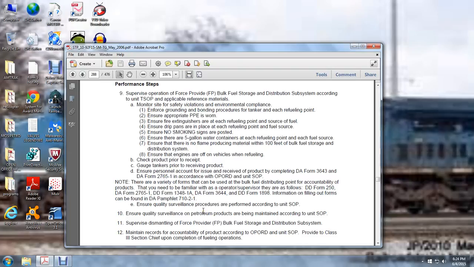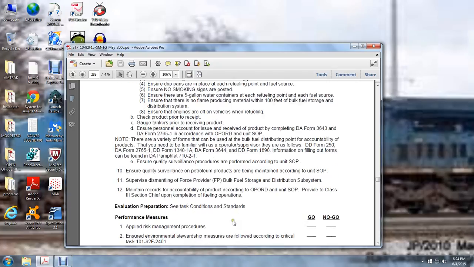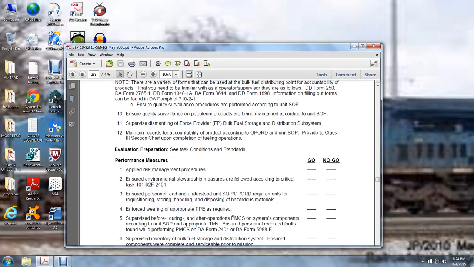Supervise and dismantle the Force Provider bulk fuel storage and distribution system. Maintain the records and accountability of product according to the operation order and unit standard authorization procedure. Provide the records to the Class 3 Section Chief upon completion of the fueling operations. Evaluation preparation: see task and standards. Performance measures: go or no go. Apply risk management procedures and environmental stewardship measures according to the critical task.